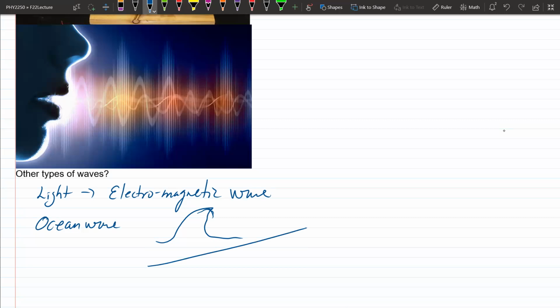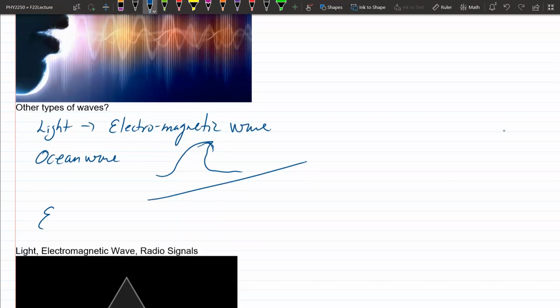Any other kind of waves that happen in California that you guys ever heard of? Anything that goes up? I'm sorry? Earthquakes. Yeah, exactly. Earthquakes are waves. Earthquakes also are waves. These are known as seismic waves. Okay.